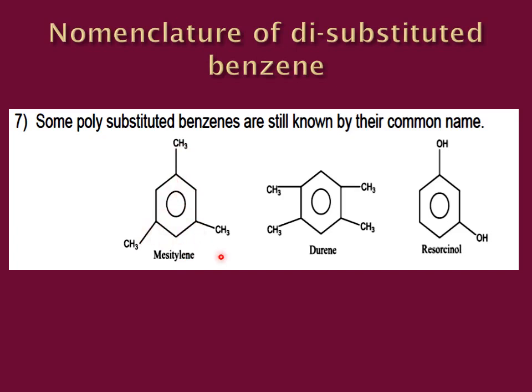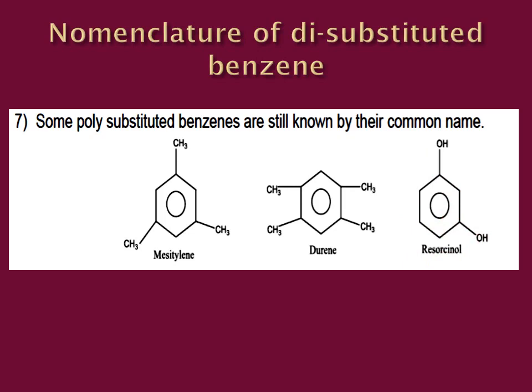Similarly, if we are having 4 methyl groups on the benzene ring at position 1, 2, 4 and 5, it is called durene. Similarly, if meta-dihydroxy groups are present on the benzene ring, this compound is called resorcinol. These are the names that we frequently use for these compounds instead of IUPAC names.